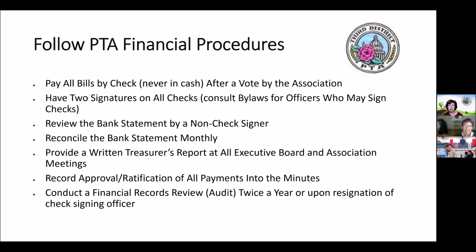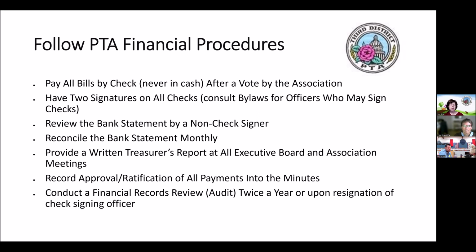Provide a written treasurer's report at all executive board and association meetings. That's the first red flag if there's no written financial report presented at board meetings and association meetings. Treasurers can do it ahead of time and email it to the president to present if they can't be at the meeting, but there's no excuse for not having a written financial report at all meetings.